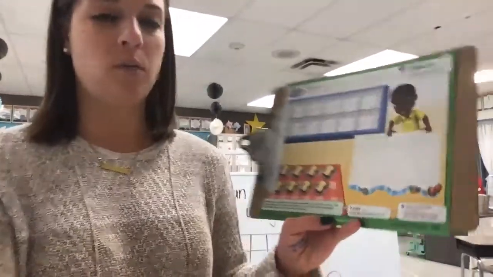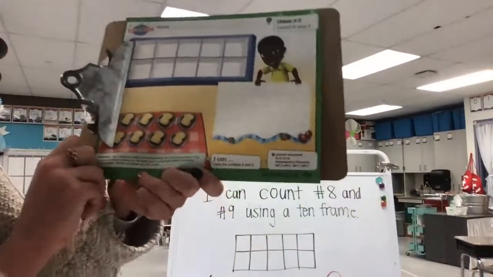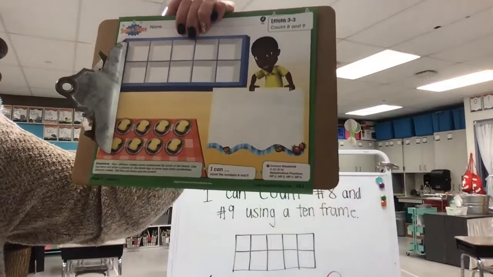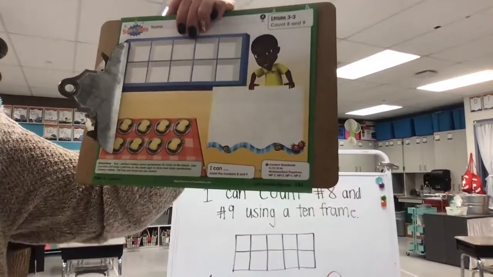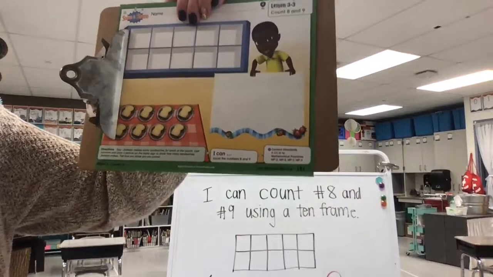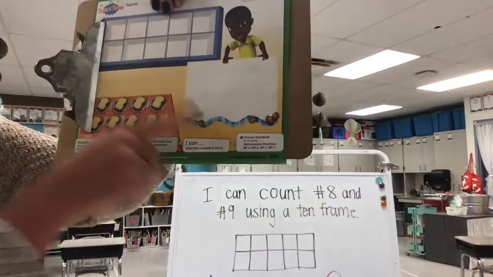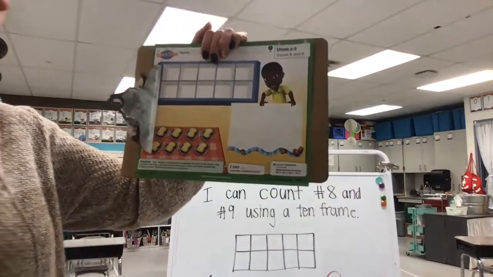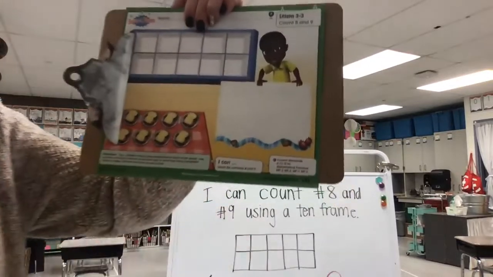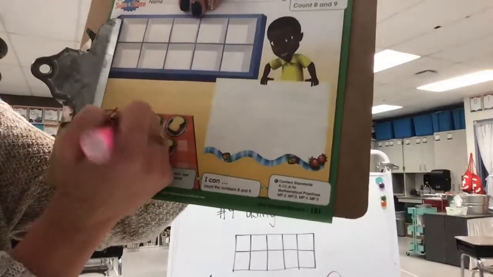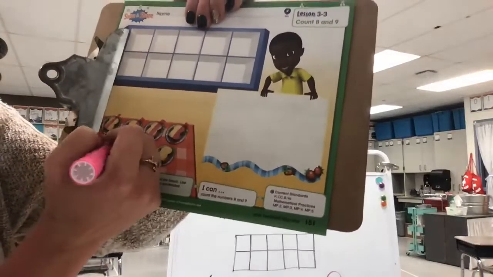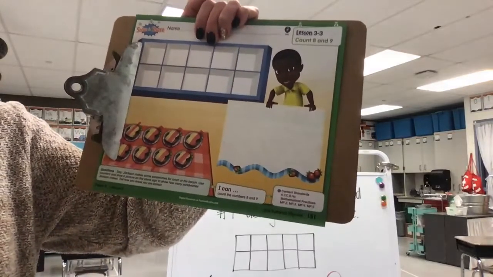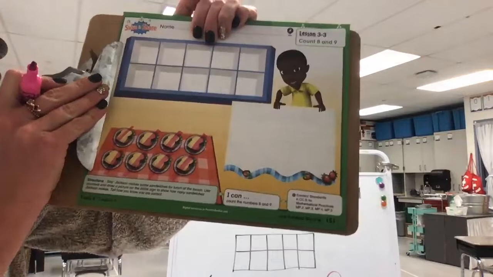on page 151. So our directions tell us that Jackson makes some sandwiches for lunch at the beach. He uses counters and he wants to draw a picture on his sign to show how many sandwiches he makes. Okay, so let's start out by counting how many sandwiches Jackson has. Let's count and mark out. Ready? 1, 2, 3, 4, 5, 6, 7, 8. How many counters does Jackson have? 8. So let's fill in our 10 frame to show 8.